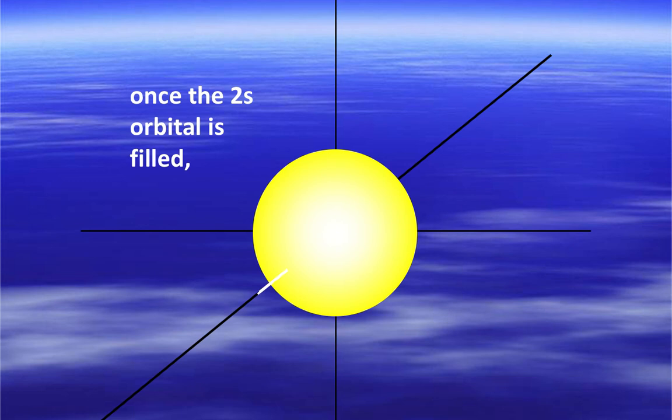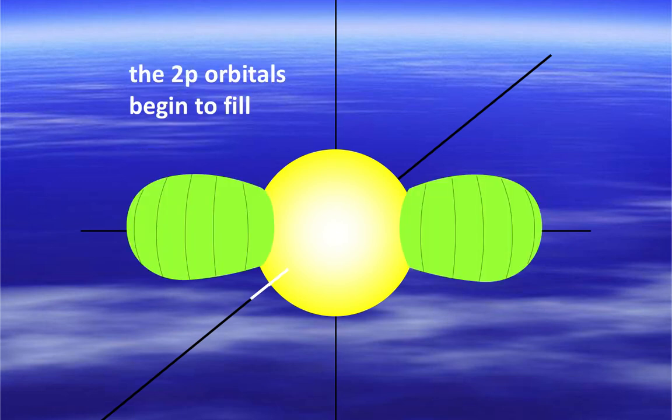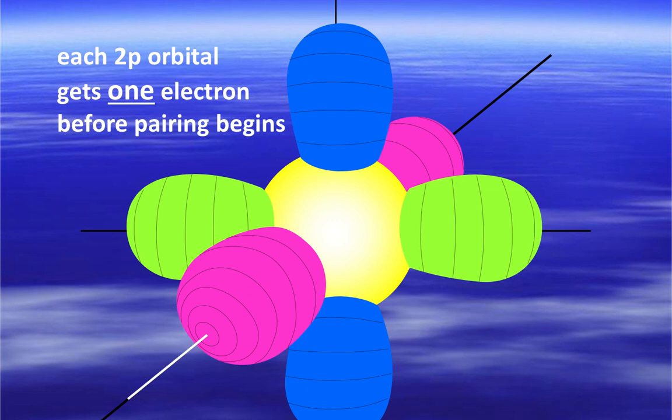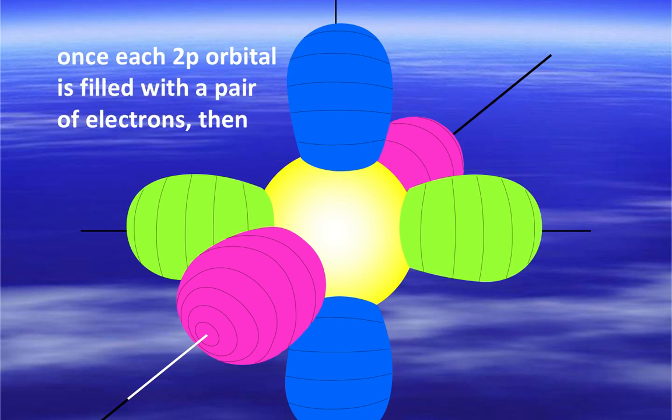Once the 2s orbital is full, we can start to add the p orbitals. So here is a 2p orbital. I'm going to add another 2p orbital. Remember, each of these can hold 2 electrons. All of 2p has 3 p orbitals, each holding 2 electrons. But each orbital gets an electron before we go back and start to pair those electrons. So every 2p orbital is filled with a pair of electrons.